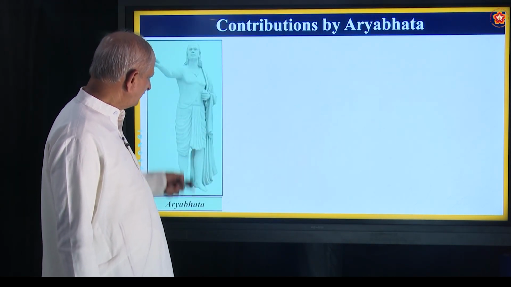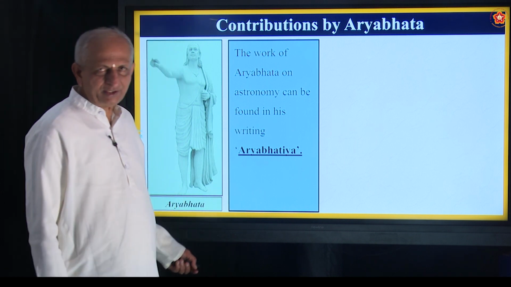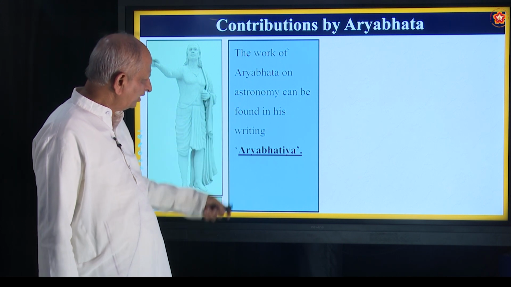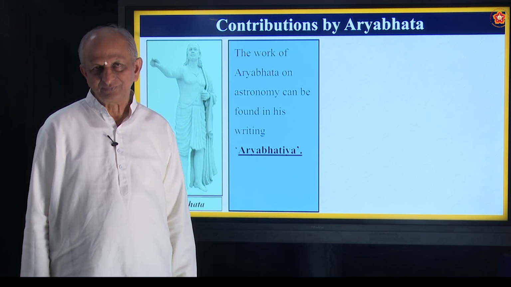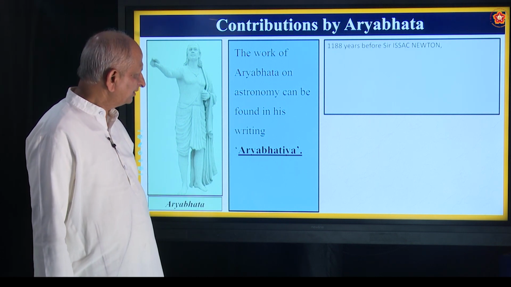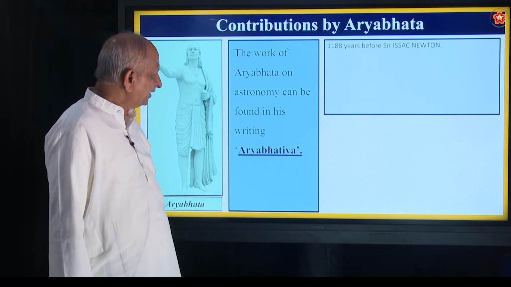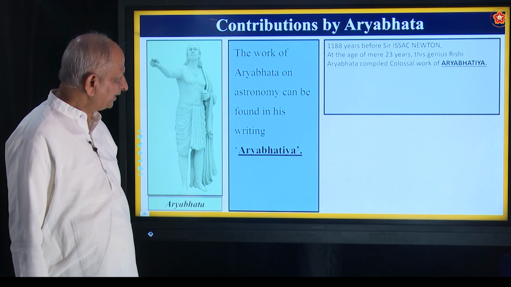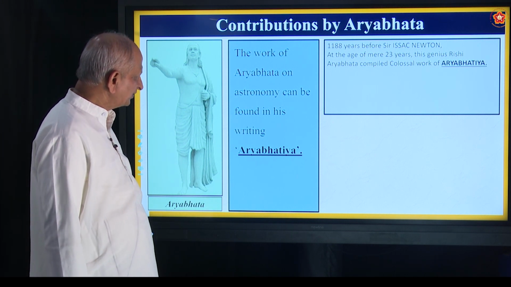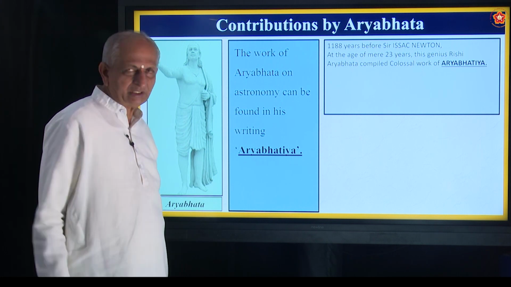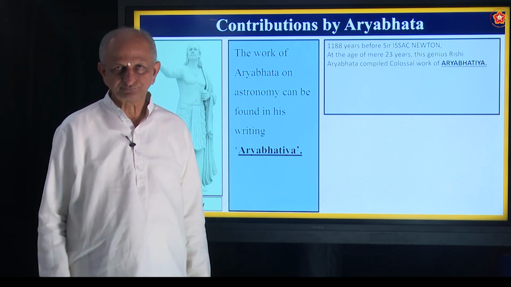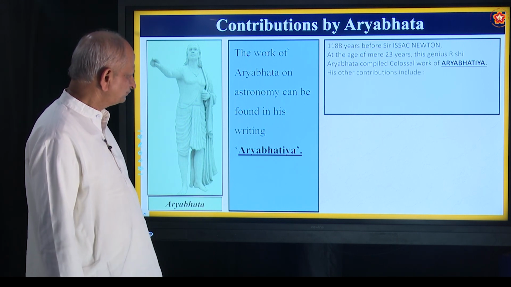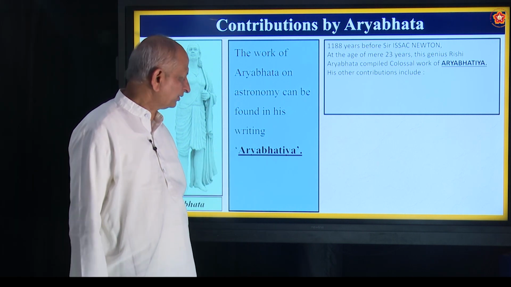So this is a beautiful photo of Aryabhata. And what did he do? The work of Aryabhata on astronomy can be found in his writing called Aryabhatiya. It is a Sanskrit composition. So 1188 years ago, before Sir Isaac Newton, at the age of 23 years, this genius Rishi, he is called Rishi because he was getting what you call intuition, compiled the colossal work of Aryabhatiya. Aryabhatiya is the book that he wrote.